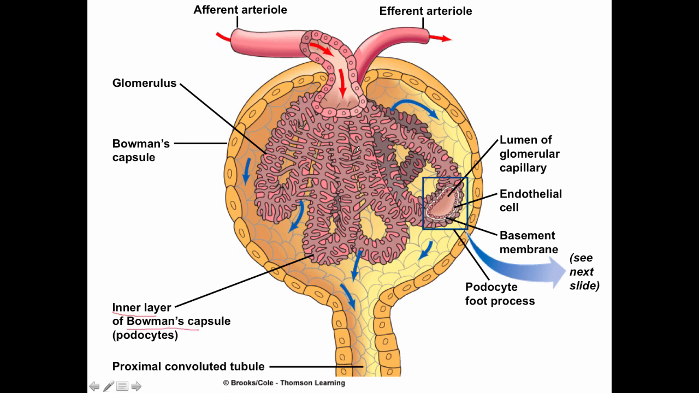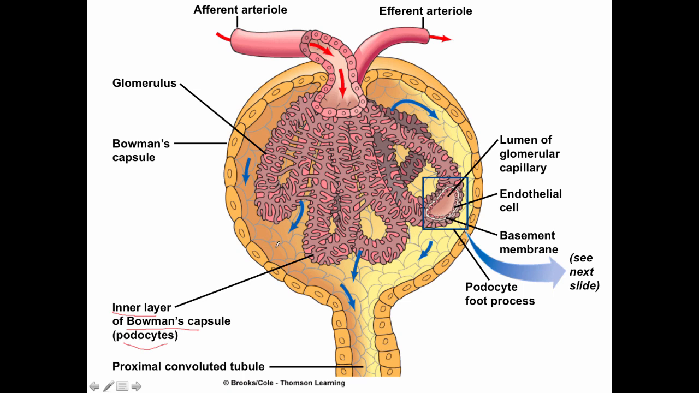This inner layer of Bowman's capsule looks strange because it's composed of individual cells that we call podocytes. Podo meaning feet, because these individual cells have very extensive foot processes that wrap around the capillaries. So this membrane is basically the spaces in between the foot processes of these podocytes.